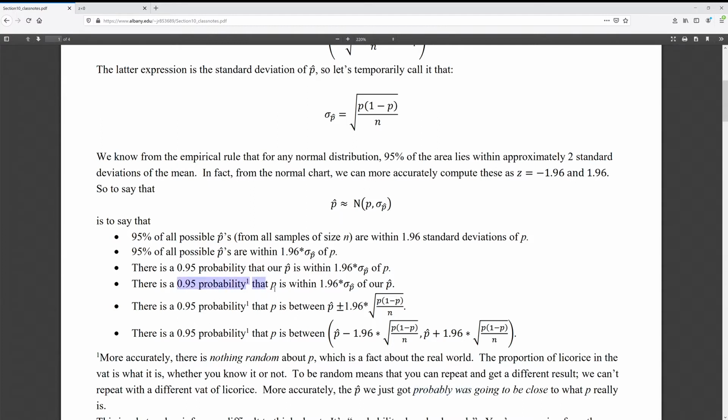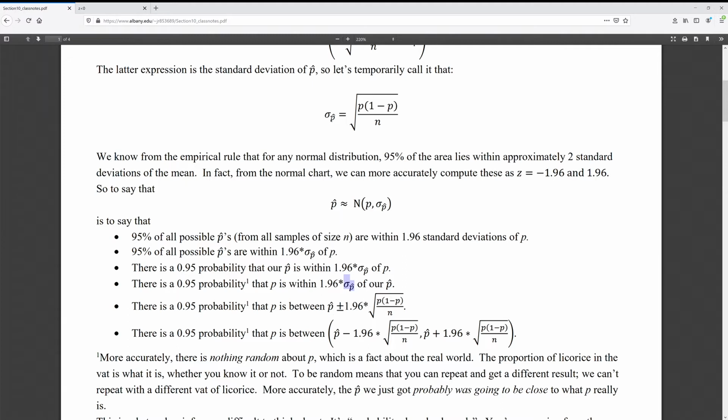There's a 0.95 probability that our population fact is within a set distance of our P hat. In other words, probability-wise, it's within this distance of P hat. What does it mean to be within this distance of P hat? It means that you can be as much as that subtracted from P hat, or that added to P hat. So there's a 0.95 probability that P is between P hat minus that distance, sigma P hat, and P hat plus that distance, P hat plus sigma P hat.